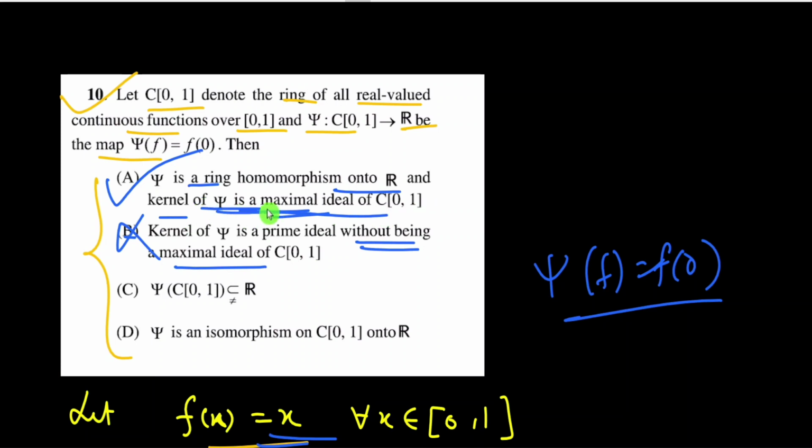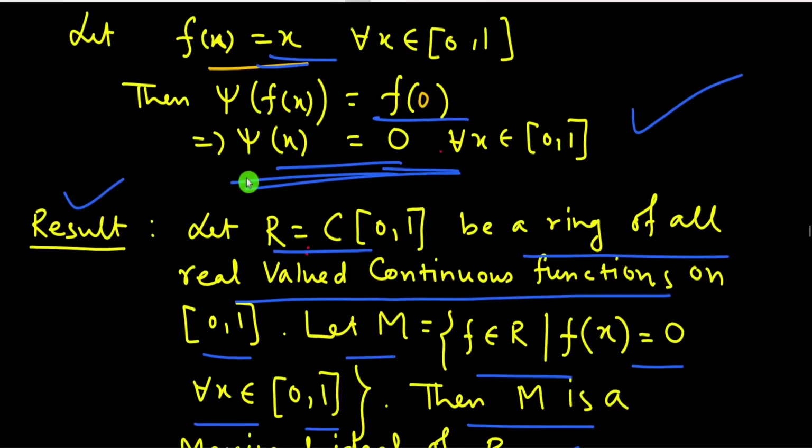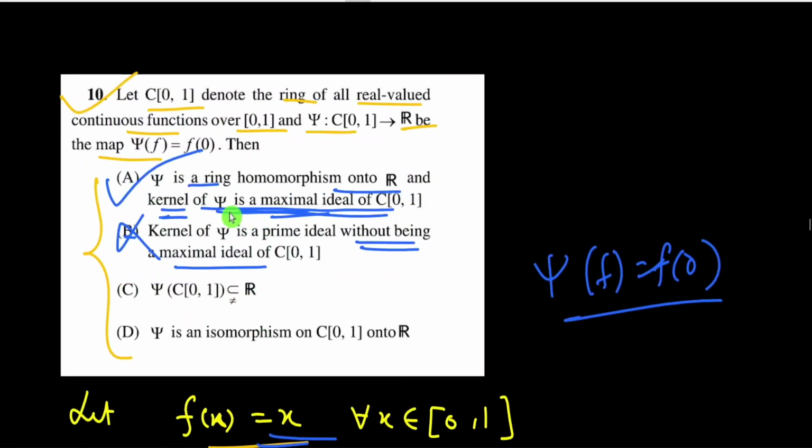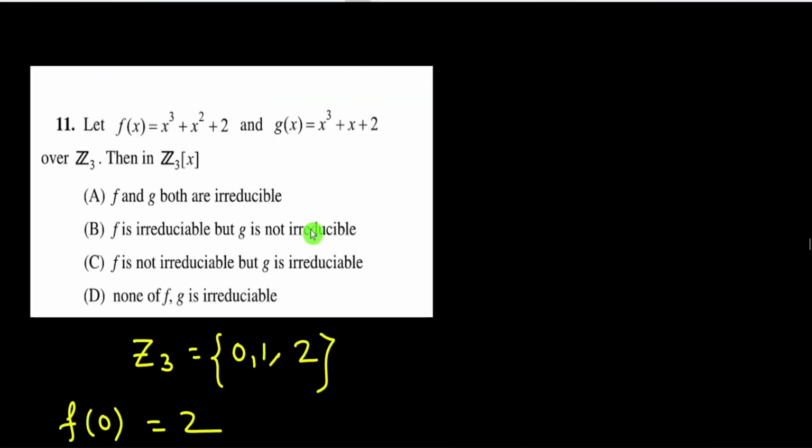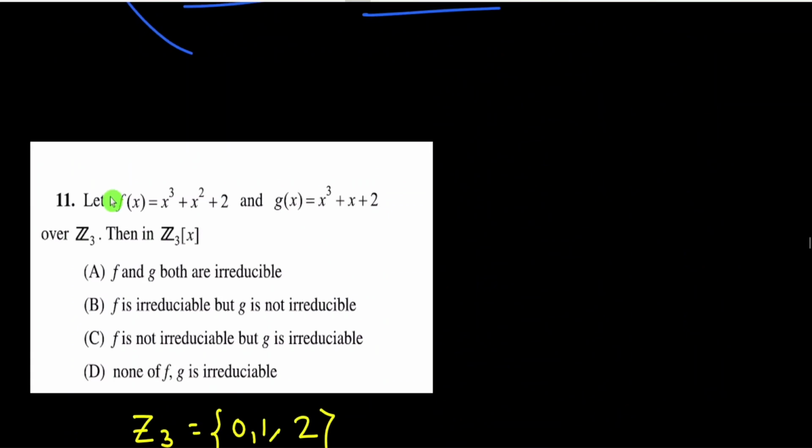From this part also you can say this is correct statement, and kernel of psi means this x gives the kernel, since for x belonging to this, psi of x gives 0. So here the A option is correct and these two are incorrect. Now we go to question number 11.